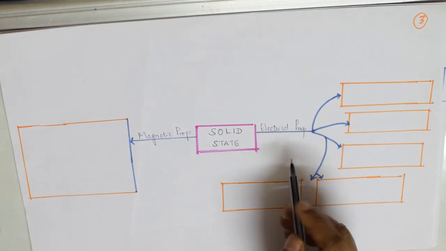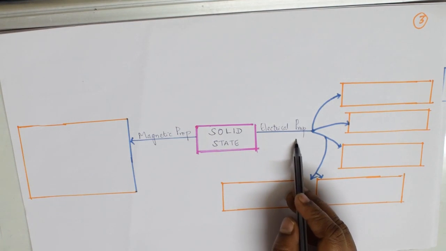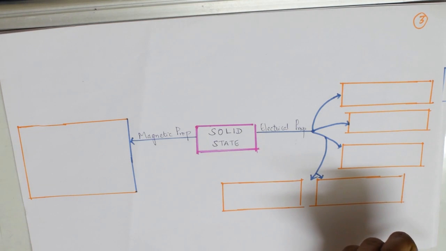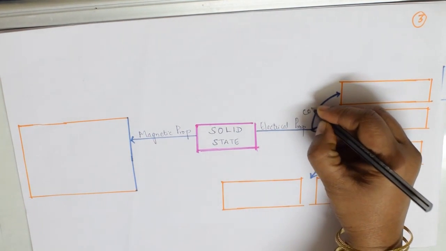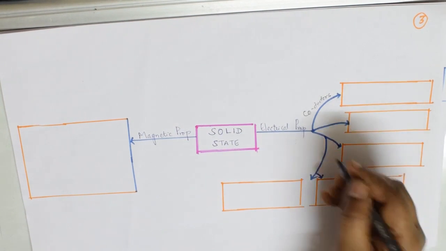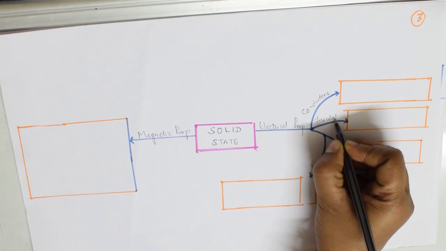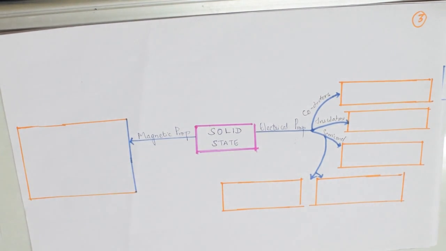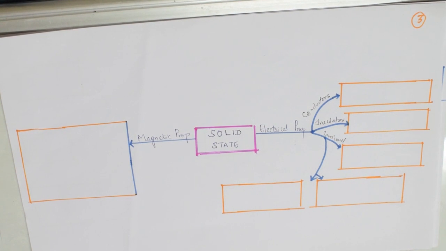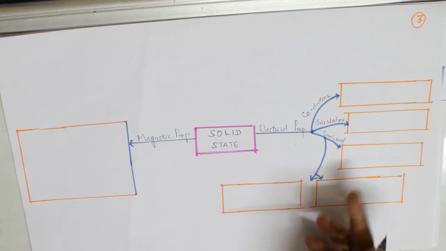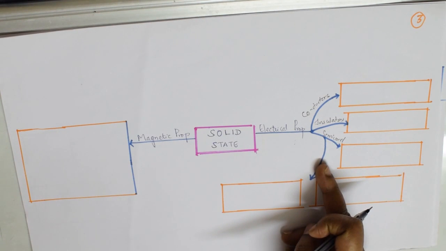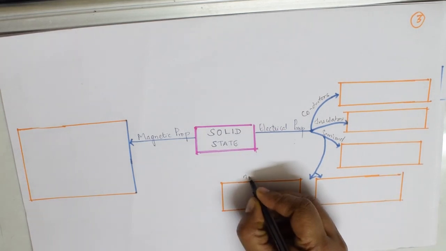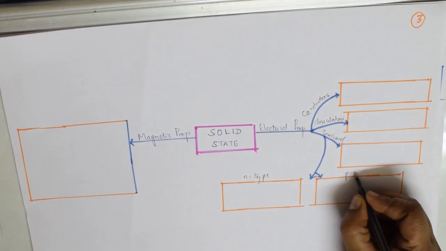Right. So when I have to speak about the electrical property of solids, we are going to study under 3 categories. First category is the conductors, next category is the insulators, next category is the semiconductors. Correct, students? Yes. So electrical property, we are further going to study under 3 categories: conductors, insulators and semiconductors. Semiconductors are again divided into N-type semiconductors as well as P-type semiconductors.